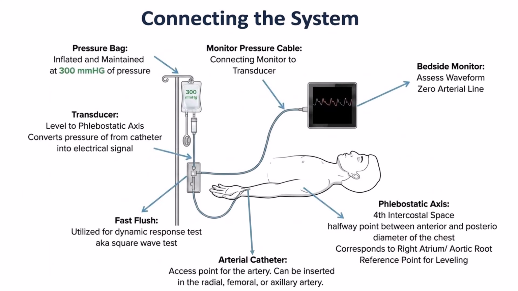Once the catheter is successfully placed, its hub is connected to the primed pressure monitoring tubing. At this stage, all connections must remain secure to maintain a closed system and prevent air from entering the circuit. Strict aseptic technique is also essential to minimize the risk of catheter-related bloodstream infection.